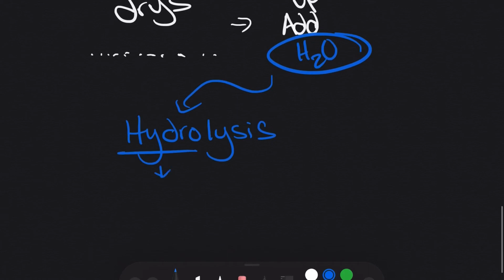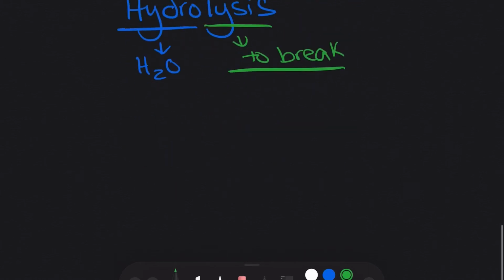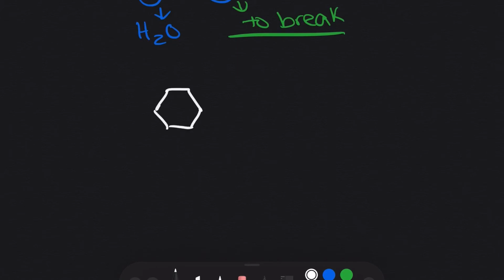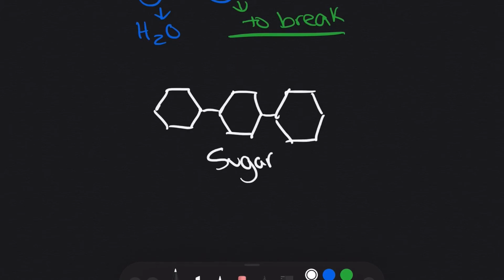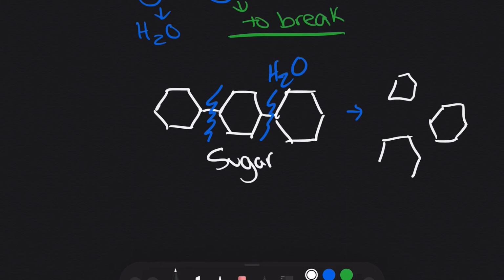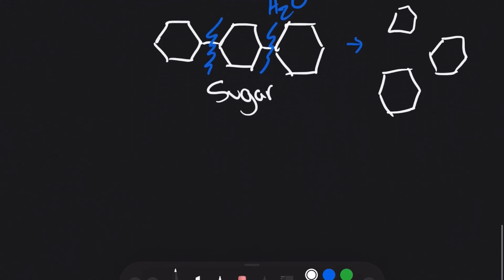It's a process called hydrolysis. Hydro means water, lysis means to break up. So we're going to break this up using water. If I have a polymer, it's bonded together. I want to break these bonds, and the best thing I can use to break these bonds is water. So I'm going to add water to it, and it's going to break it up into individual monomers again.